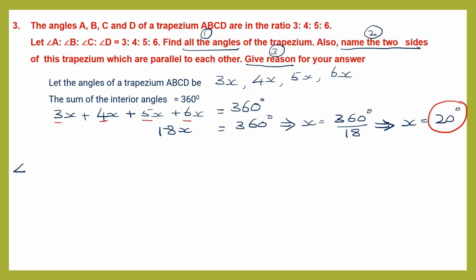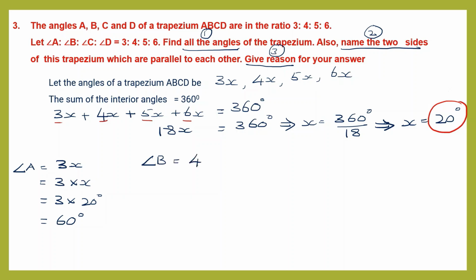So angle A is equal to 3x, which is 3 into x. Again, this is 3 into x is 20 degrees. 3 twos are 6 and 0, that means 3 into 20 is 60. So this is the value of angle A. Let's go on to angle B.